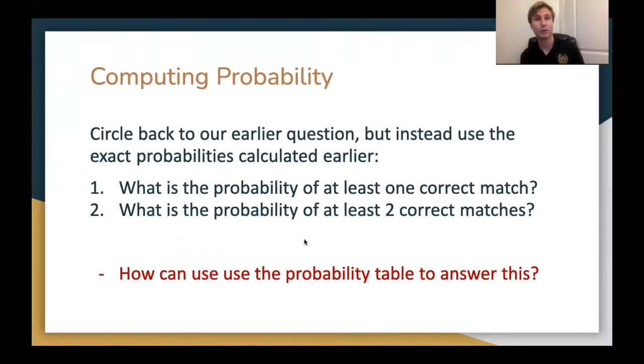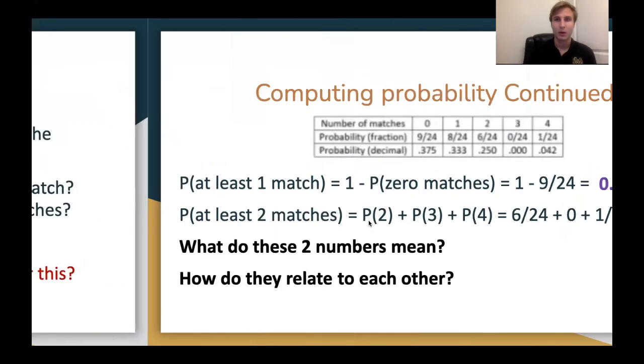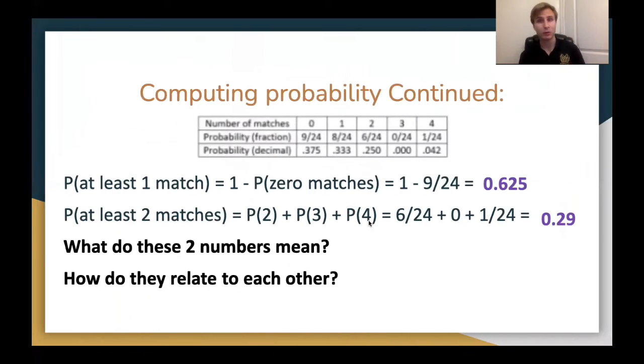So going back to computing probability, we're going to look at our original problem, which is looking at the probability of at least 1 correct match, in addition to trying to find the probability of at least 2 correct matches. But instead of using our simulation probabilities, we are going to use our exact probabilities. So we're finding the exact probability of at least 1 match and at least 2 matches. And so I want to ask the question of how can we use a probability table to answer this? So I would traditionally take a second, and then we could see here that we could use the probability table to see how many times there was at least 1 match and at least 2 matches and add those up.